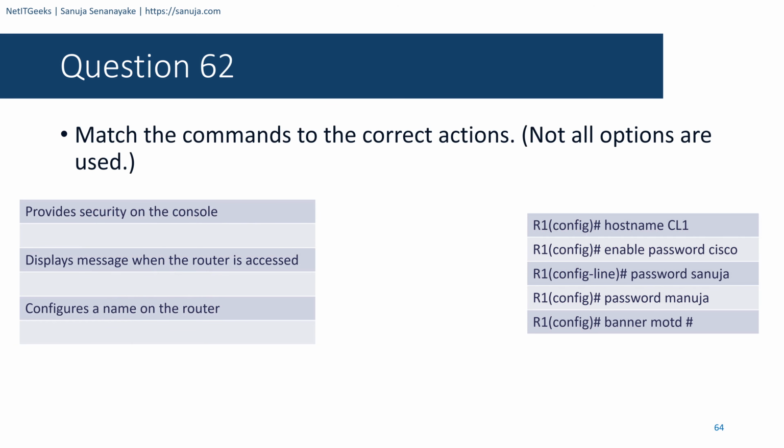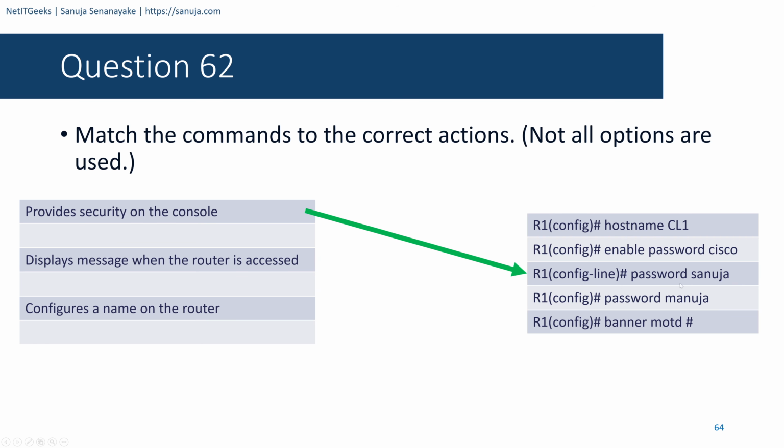Question number 62. Match the commands to the correct actions. Not all options are used. On the left hand side, we have a bunch of items and we have to match them with the right hand side. On the left we have: provide security on the console, display messages when the router is accessed, configure a name on the router. And on the right hand side we have familiar things that we have seen in our labs. Again, if you did your labs and you understand them, this is an easy back of your hand question. I'm just going to simply give you the answers now.